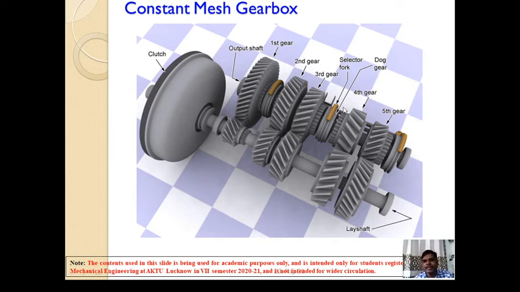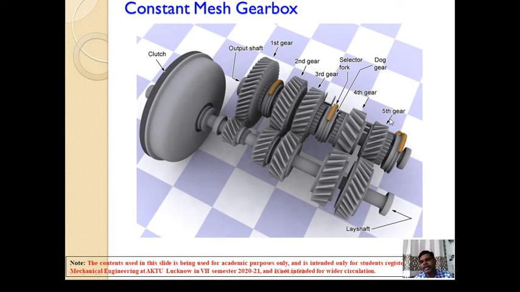When this dog gear is moved to the right side and engages with this fourth gear, the drive will be transmitted from the clutch to the clutch shaft or counter shaft, then to the fourth gear, then to the dog sleeve, and then to the output shaft. So this is the sequence of transfer of power from the clutch to the output shaft using fourth gear. The dog gear is playing the main role of power transmission here in the case of a constant mesh gearbox, right?